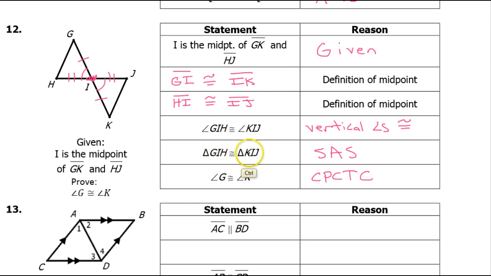All right, G and K are corresponding. So of course they'll be congruent because they're corresponding parts of congruent triangles. And it makes sense that corresponding parts of congruent triangles will always be congruent. So this is what you always put once you already have the triangles congruent and you're asked to prove that an extra pair of parts are congruent.